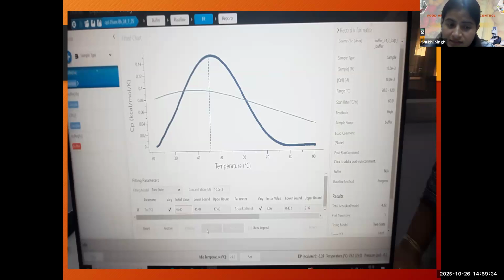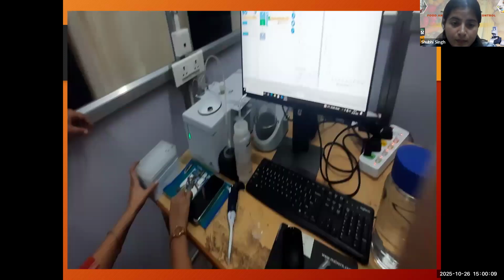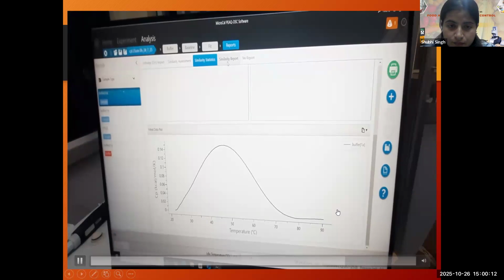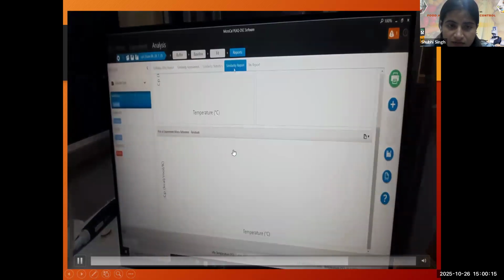It will give the graph as it is. You just have to do some baseline corrections in this software only. You don't need to install Origin for this DSC machine. Sometimes you have to download it, but in this particular system which we are demonstrating right now, you don't need to plot the data in Origin. It will automatically give the thermogram. See, this graph is there.